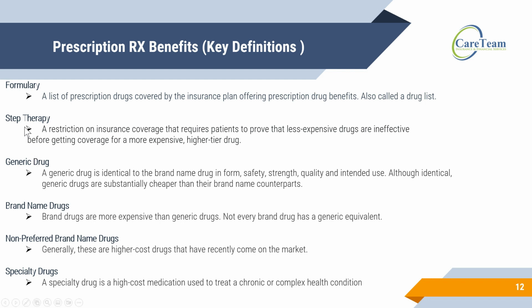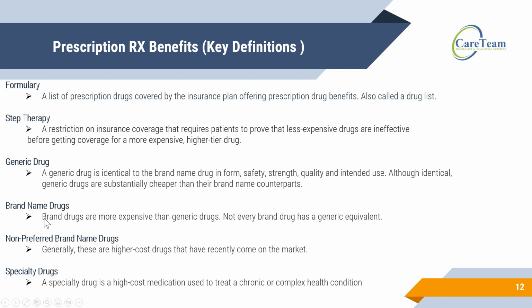So on that note, I'll mention that every one of these insurance carriers has step therapy. They want the applicant to first take a lower cost drug, a generic drug, and only if that generic drug was taken and it did not work well for them, then they would be eligible to take a higher cost drug like a brand name drug or a non-preferred brand name drug.